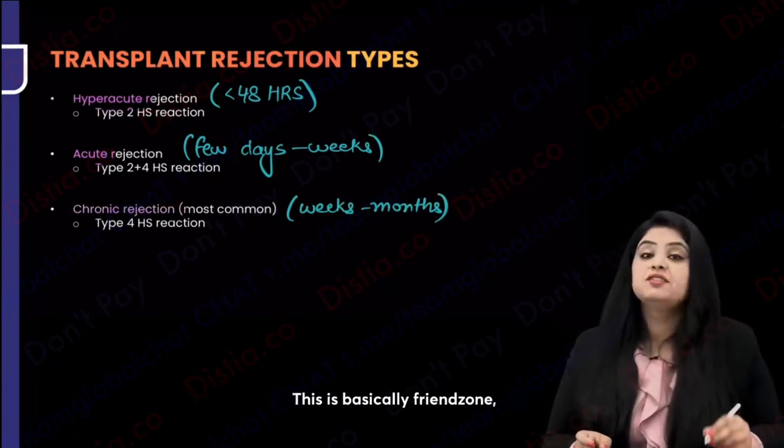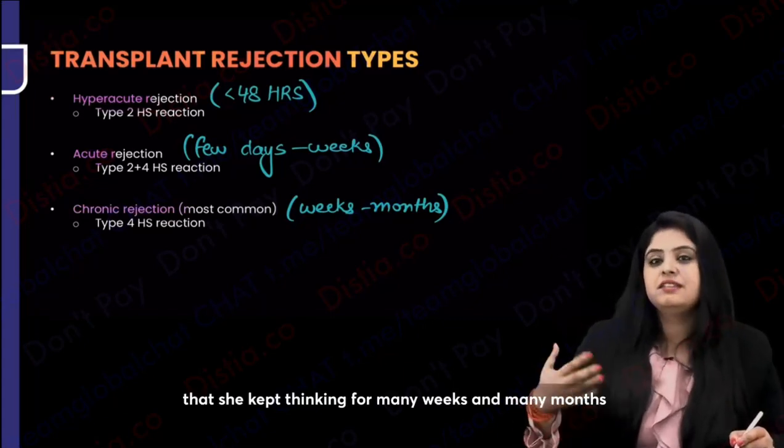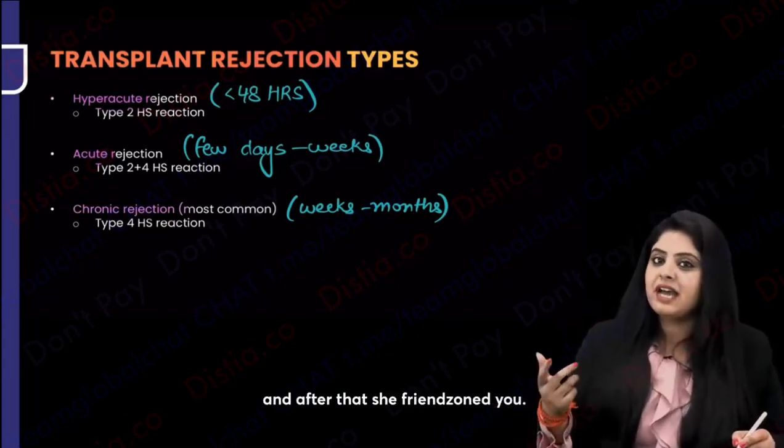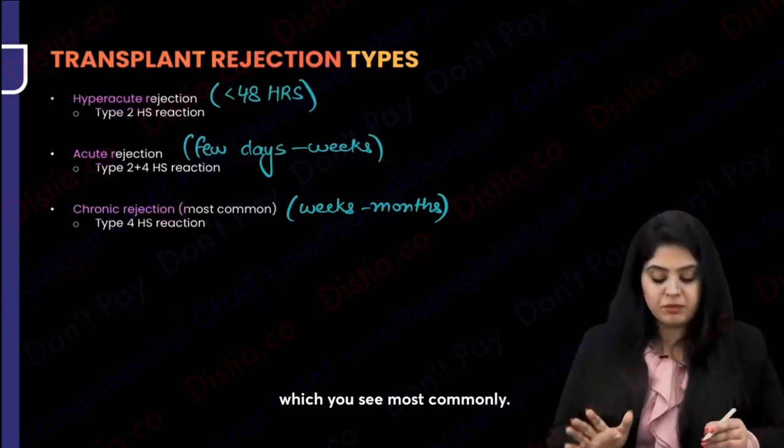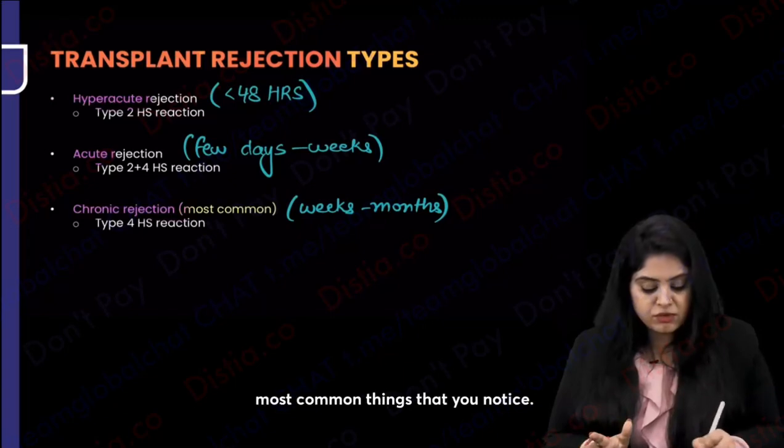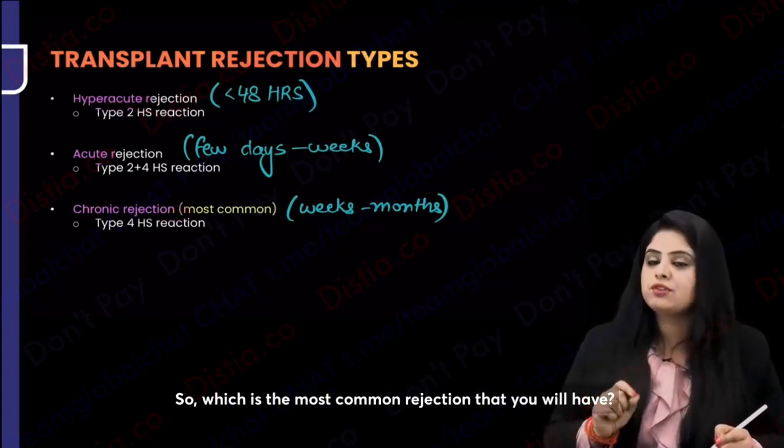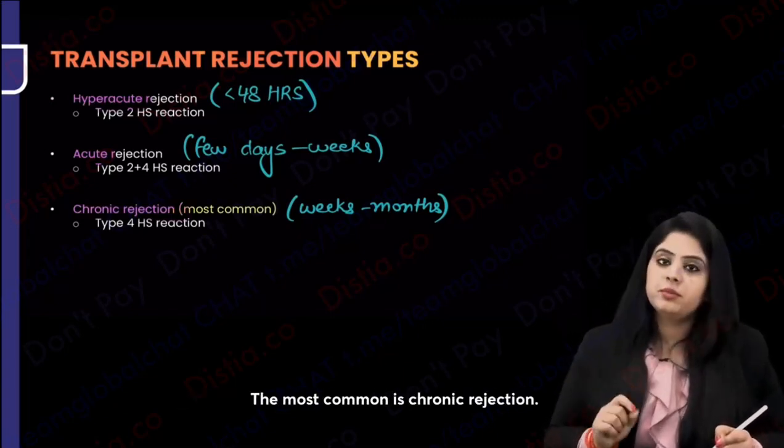This is basically the friend zone: she kept thinking for many weeks and many months, and after that she friend zoned you. That is what chronic rejection is, which you see most commonly. Friend zoning is one of the most common things that you notice, right? So which is the most common rejection that you'll have? The most common is chronic rejection.